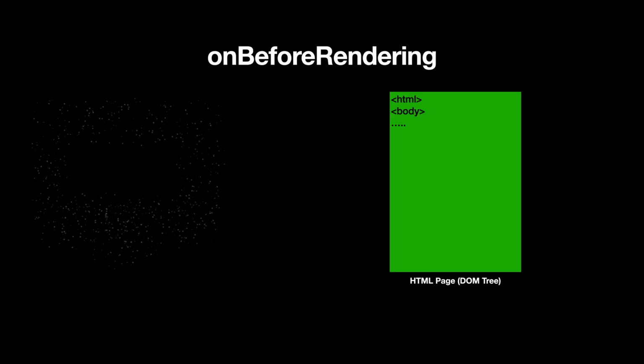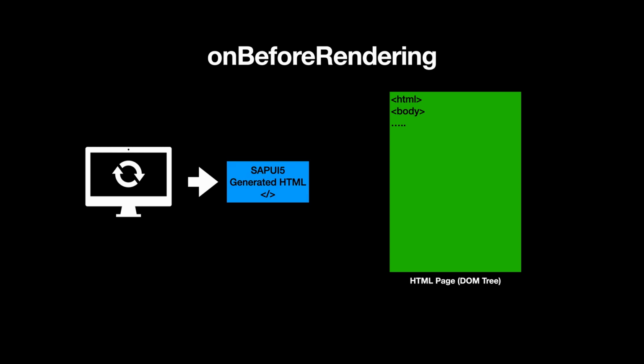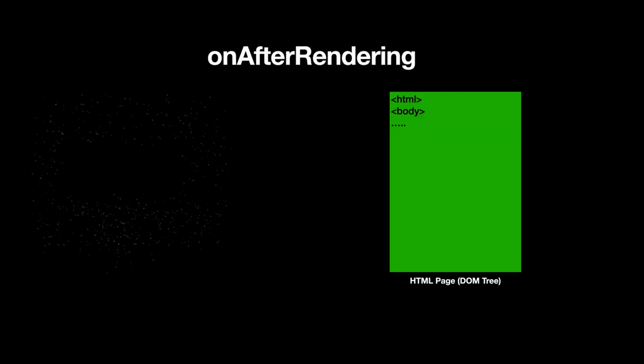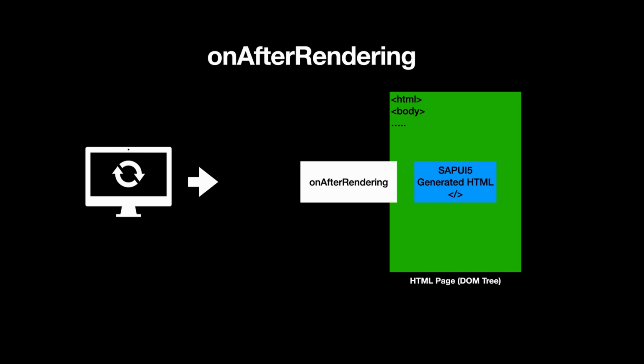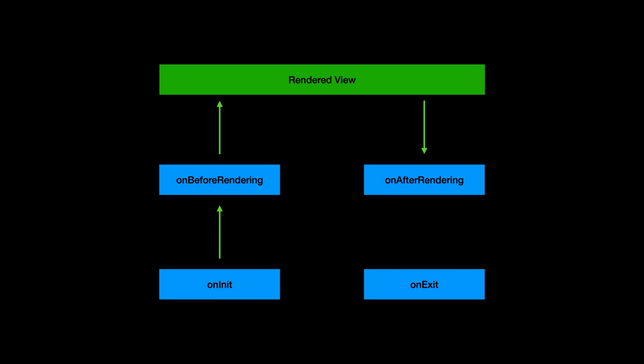onBeforeRendering is always called every time the view is rendered, before the renderer function is called and the HTML is placed on the DOM tree, while onAfterRendering is called every time the view has rendered and after the HTML is attached to the DOM tree. onAfterRendering is useful when you want to do some post-rendering manipulation to the UI. Alright, let's try these functions on actual code.